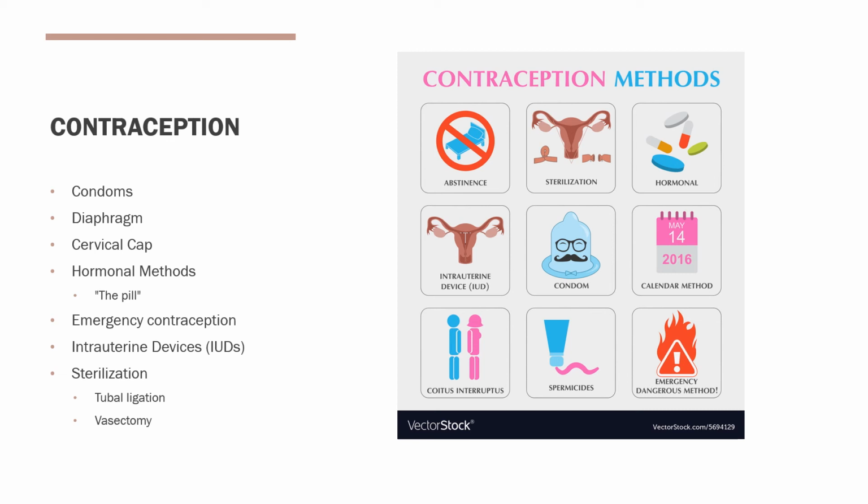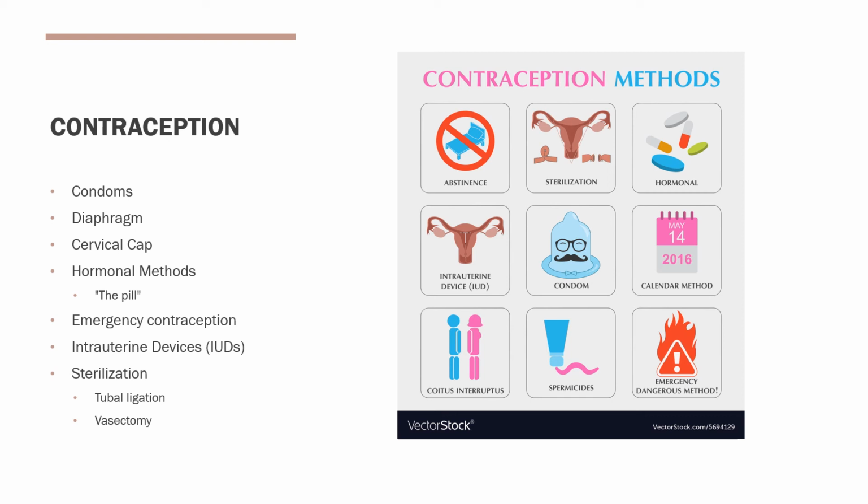Diaphragms, cervical caps, so these are barriers. Sometimes they do have hormones on them, but not necessarily. And then of course we have hormonal methods, so birth control, otherwise known as the pill. They have to take it on a daily basis about the same time every day. And of course, if days are missed, then they don't have that hormone, and therefore, especially during their cycle, during that ovulation period, they could become pregnant.